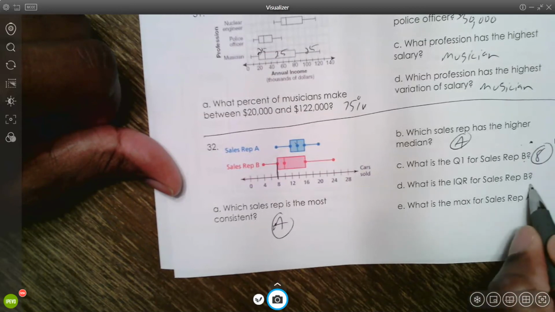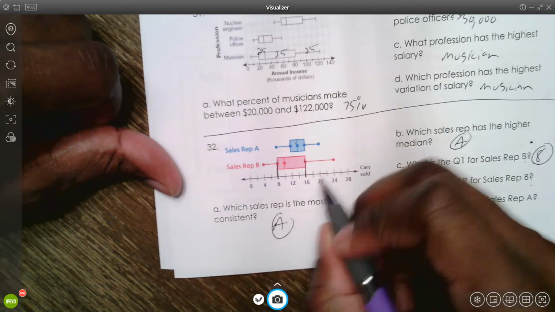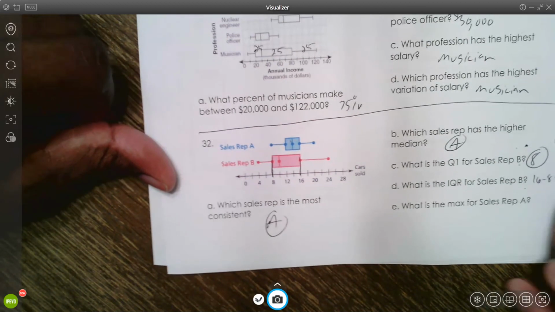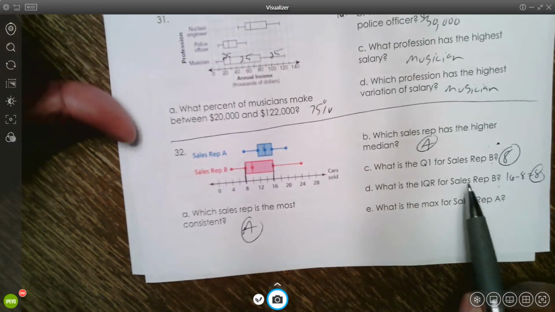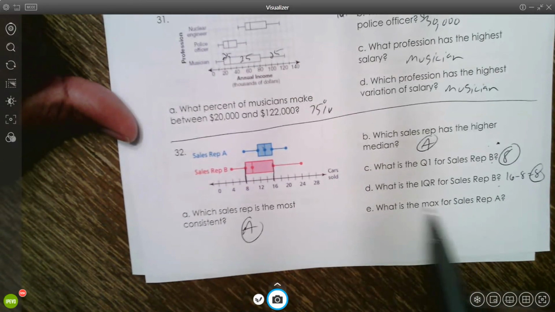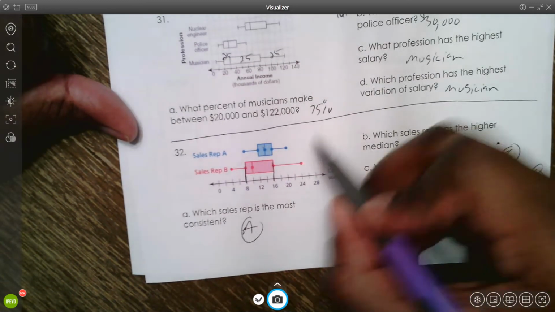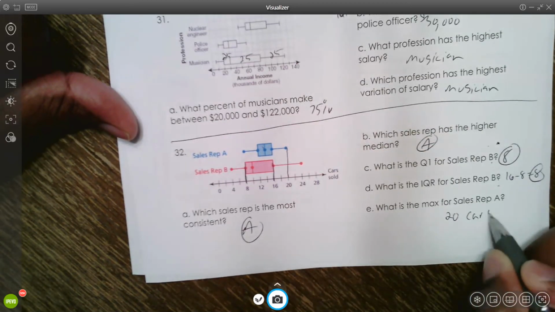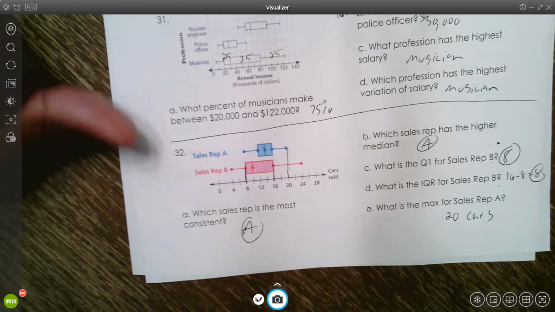What's the interquartile range for sales rep B? So 16, take away 8. It's also 8. And what is the max for sales rep A? His max is 20 cars sold.